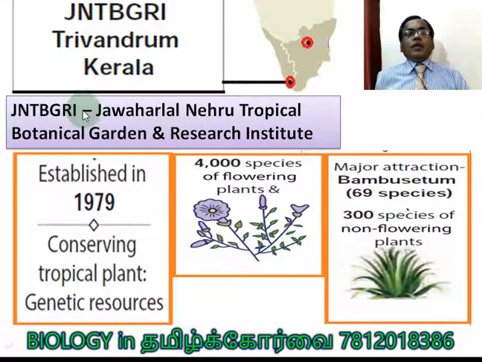JNTBGRI, Trivandrum, Kerala, means Jawaharlal Nehru Tropical Botanical Garden and Research Institute is its expansion. Established in 1979, conserving tropical plant genetic resources, 4,000 species of flowering plants. Tropical plant genetic resources are also under protection, along with 4,000 species of flowering plants. Major attraction, Bambusetum, 69 species under this. 300 species of non-flowering plants are also present.